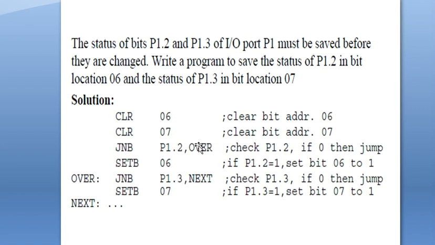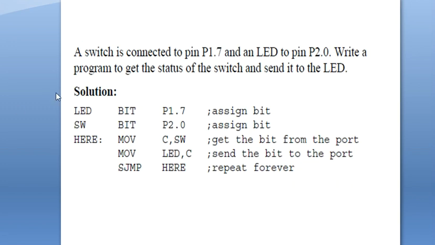If it is not 0, then only it will save. If it is 0, in the sense it will be taken to the next, right? So if P1.2 status is 0, means it is not 1, then it will be taken to here. So they won't set the 06 and 07 locations, right? So this is how it's going to execute. So next we are going to see the next example.